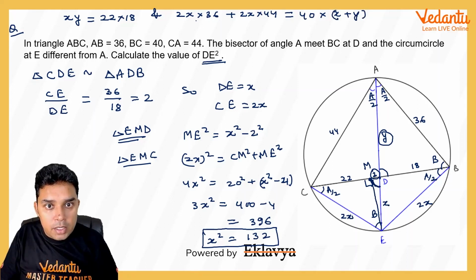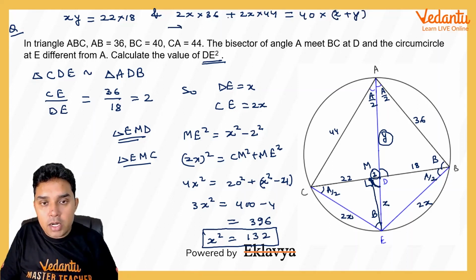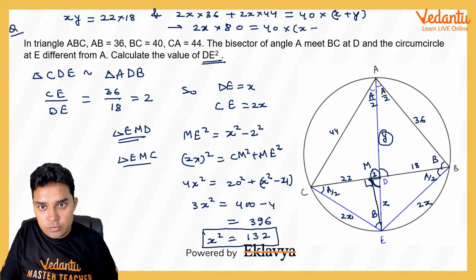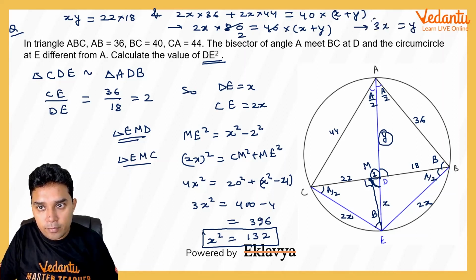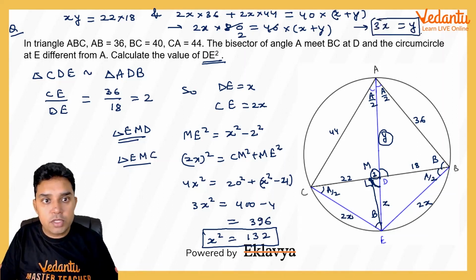Okay, and if I simplify it, taking 2x common, it will become 2x into 80. On the right hand side, we are getting 40 into x plus y. So this 40x will cancel this 80x. So, in fact 40, let me cancel this 80 two times. So we will get 3x is equal to y. Okay, so 3x is equal to y.